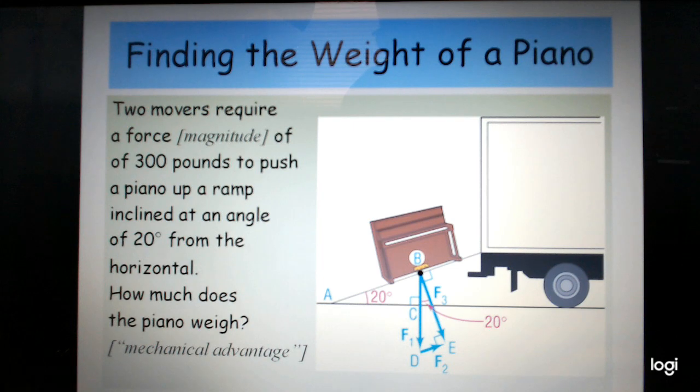Now this is going to be a little more complicated. Two movers require a force, in this case of magnitude 300 pounds, to push a piano up a ramp inclined at an angle of 20 degrees from the horizontal. So here's our diagram. How much does the piano weigh? Well, this is an example of something called mechanical advantage. By having a ramp, we can get by with less effort or force, because otherwise, if we were simply lifting the piano up, the piano certainly weighs more than 300 pounds.